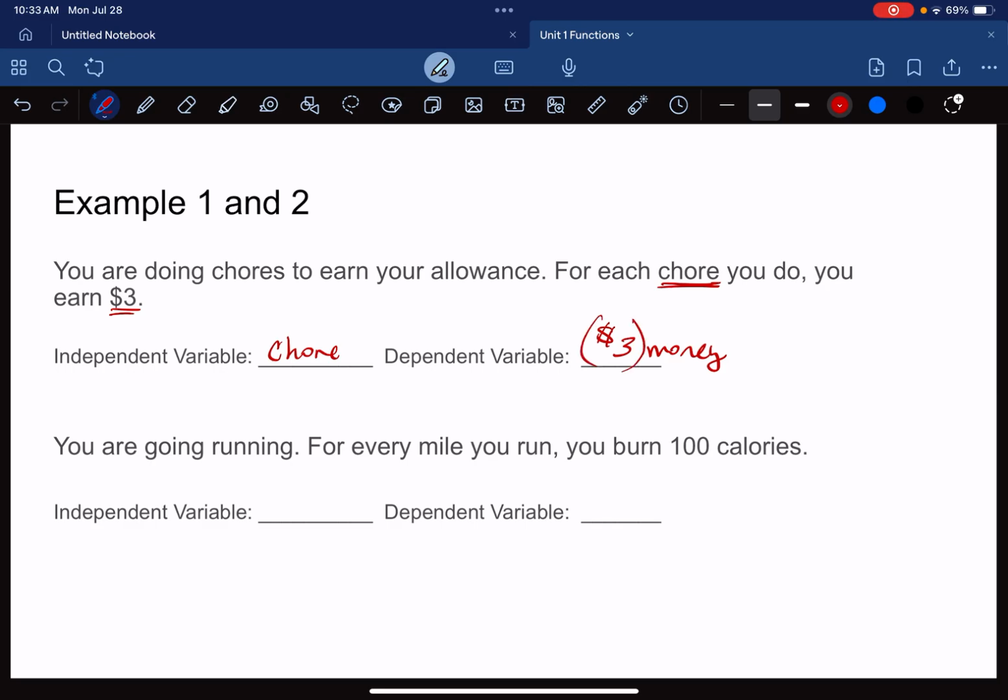So you try the next one there. Just think about which one you can control and which one you can't control. So hopefully you chose that you can run as many miles as you want, and then that's going to impact the calories that you burn. Okay, so miles is independent. You can run as far as you want. Okay, and then the more miles you run, the more calories you burn. So the burning of calories depends on how many miles you run.